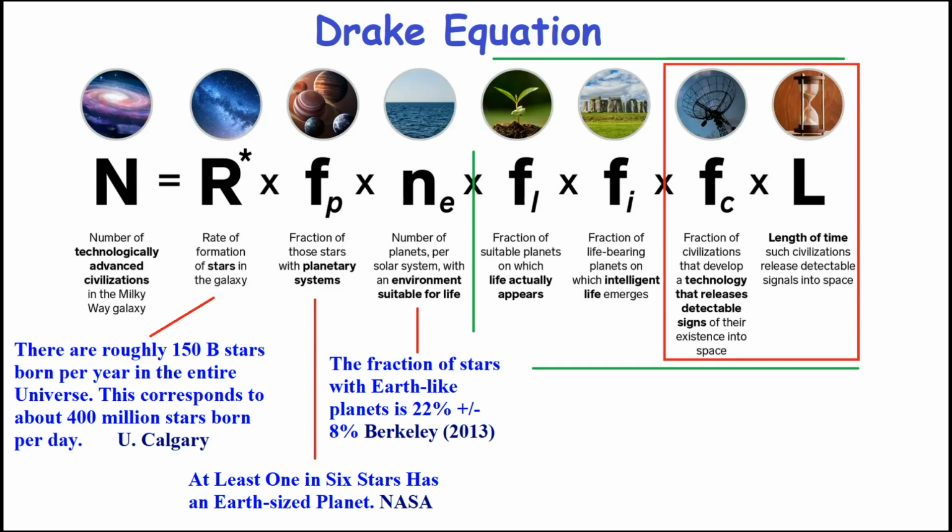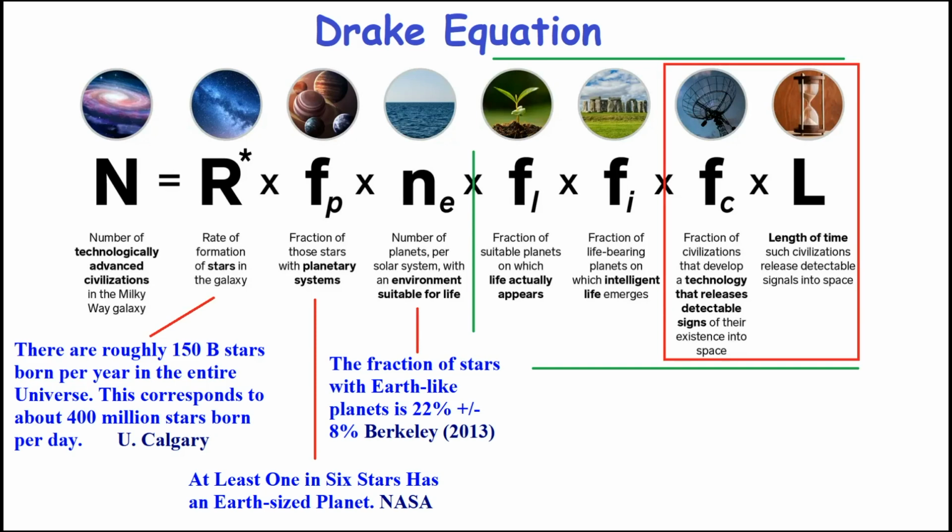So there are roughly 150 billion stars born per year in the entire universe. 150 billion per year. This corresponds to about 400 million stars born per day. So that's a lot of stars. How many of those belong to our galaxy? Well, if I heard Davies correctly, I think he said 7. Okay, 7 stars per year on the average. Okay, that's good. So we have a number.